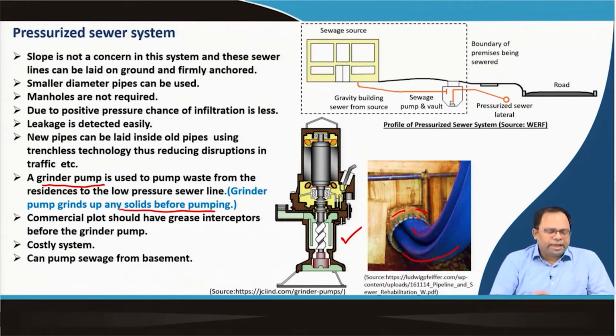Usually in the case of larger plots or commercial plots, in addition to the grinder pumps, before the grinder pumps, we should have grease interceptors, so that oil does not get into the system, because if oil gets into the system, it will eventually choke the pump, and then it will stop operations. So, first oil is trapped, and after that we let the other sewage get inside, it gets ground, and then it is sent via pressure. And of course, you can understand, it is a costly system, there are pumps and other installations involved, but it is required when we have no other option. And it can also pump sewage from basements, because we are creating a certain amount of pressure.